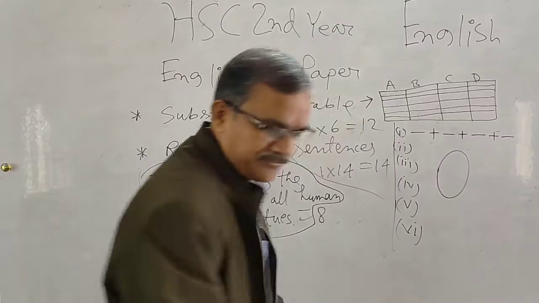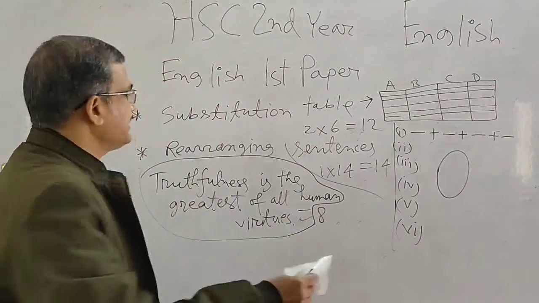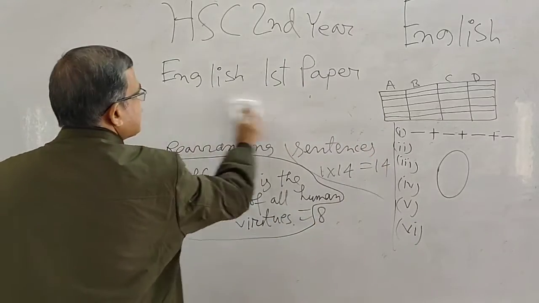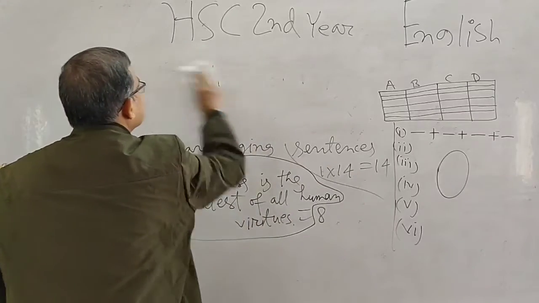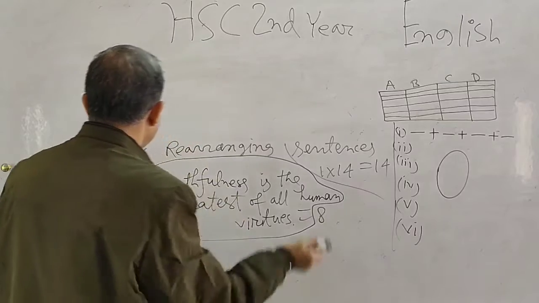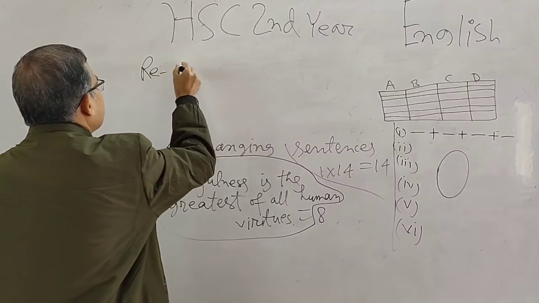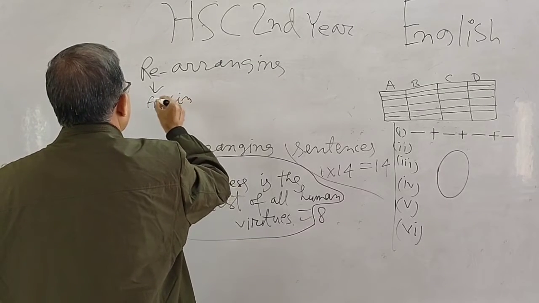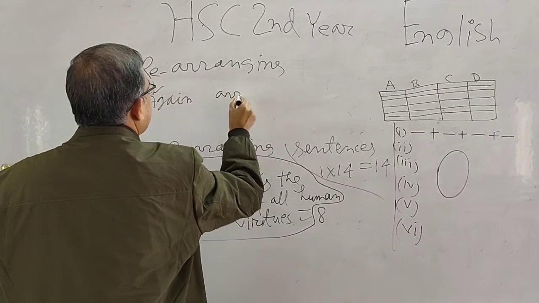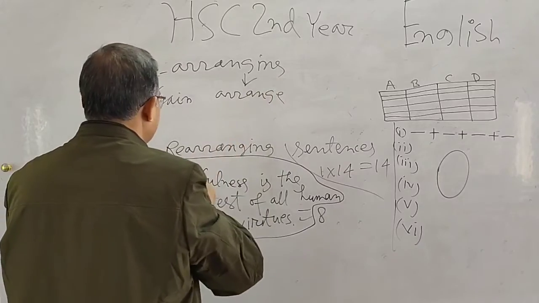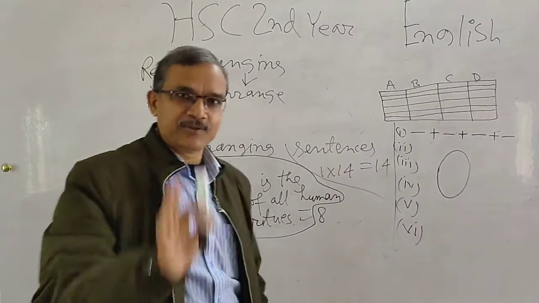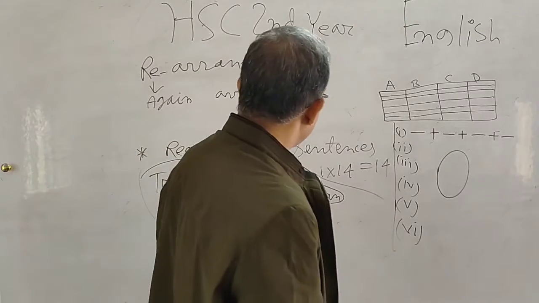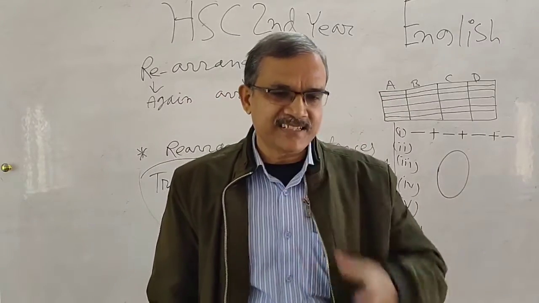Again, the same thing. Suppose I erase this part. Just follow me. That is rearranging. Rearranging means arranging again. Arranging is the noun form and the verb form is arrange. There are 14 sentences, and there is a story.